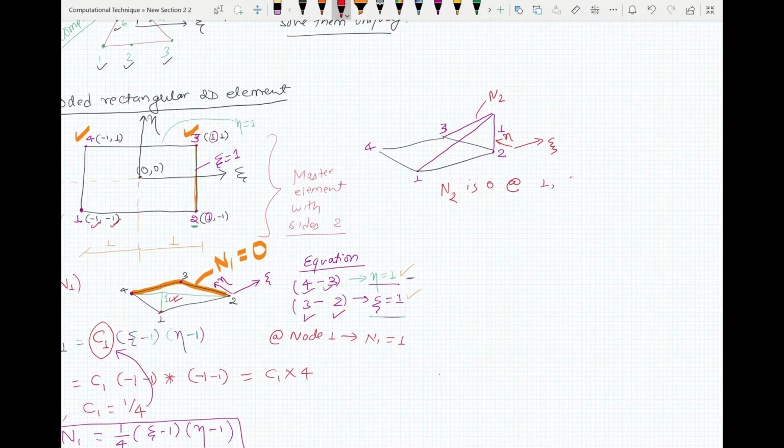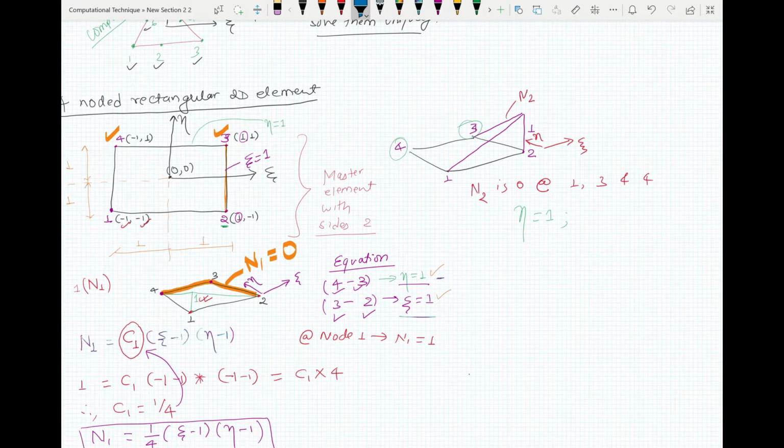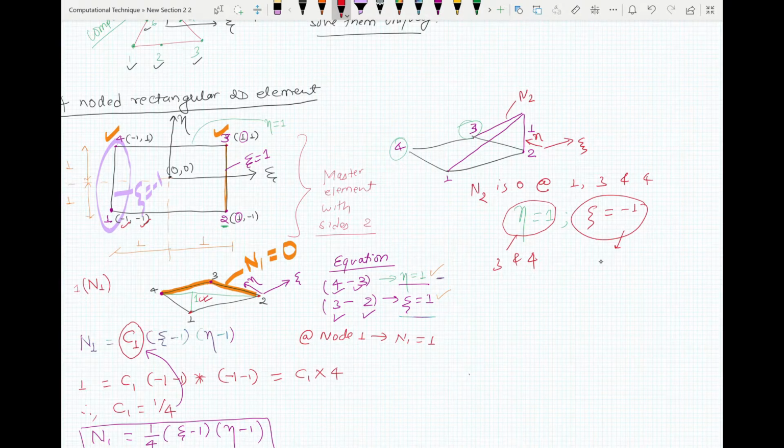nodes 1, 3 and 4. Now you have to form the equation which joins 3 and 4, this one. This is given by eta equals 1, and nodes 1 and 4, which is this one here. The equation for this line is xi equals minus 1. This line here consists of points 3 and 4, and this line here consists of points 1 and 4. Therefore we have included all the points 1, 3 and 4.